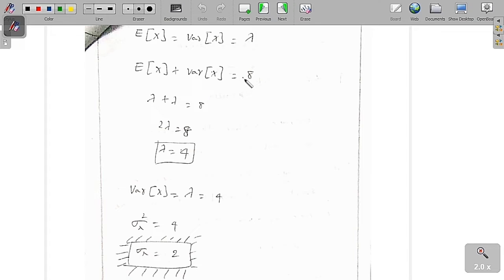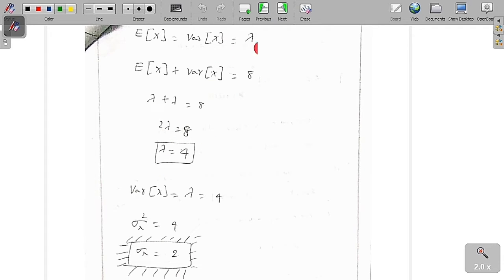But in the question, if you see clearly, they are given that the sum of mean and variance is equal to 8. Mean is nothing but expectation. So the summation of expectation and variance is equal to 8. As I already told you, both are equal to lambda. So lambda plus lambda is equal to 8, so 2 lambda is equal to 8. Lambda is equal to 4.